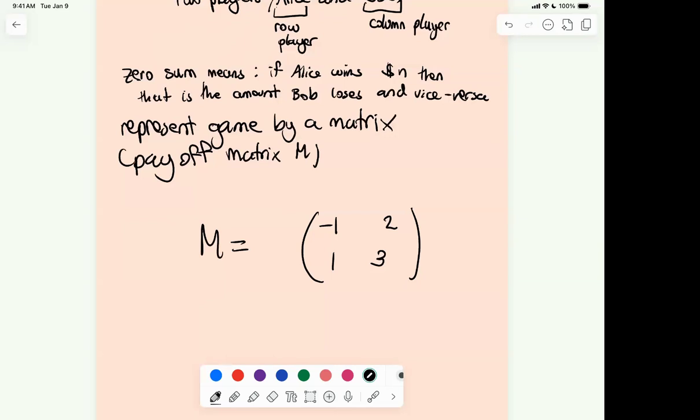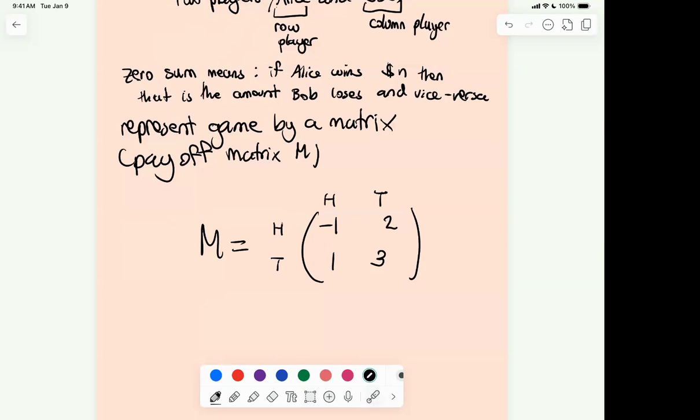Just to make it more concrete, imagine that the game you're playing is that each has a coin that they're allowed to flip, right? So Alice flips her coin, Bob flips his coin, and the potential outcomes are heads, tails, for each of them. So for example, if I write it like this, what does that mean?